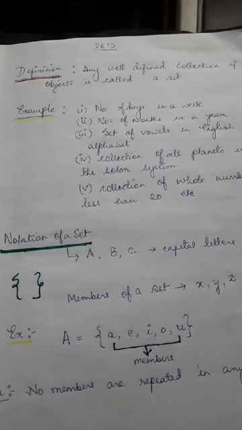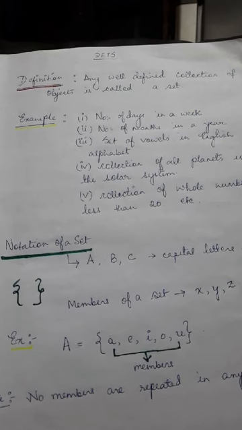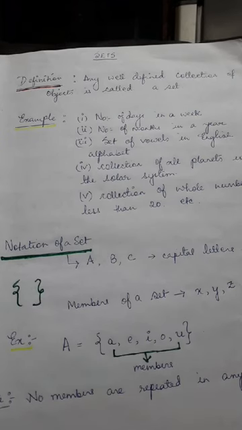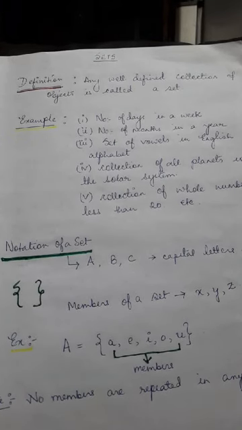Now to start with, I'll start with the definition of a set. What is a set? Any well-defined collection of objects is called a set. So a collection of objects, when written in curly brackets, is called a set. There are certain examples of sets like the number of days in a week, the number of months in a year. They are all called sets.